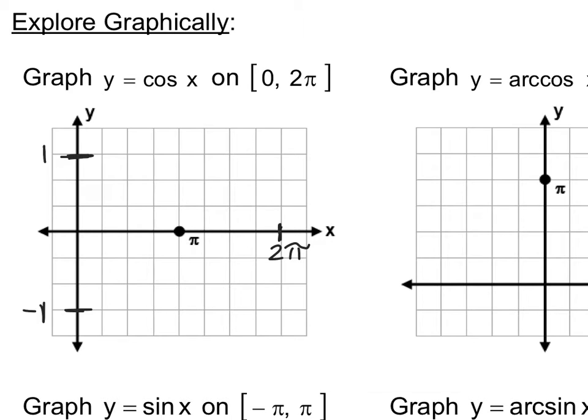Cosine function starts off at its maximum. All right, then it hits the midline at the quarter-way point, the minimum at the halfway point, midline at the three-quarter-way point, and then back to the max. Oh yeah, that's a nice shaky line.